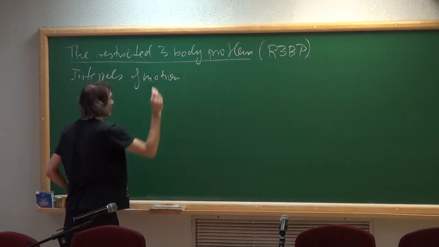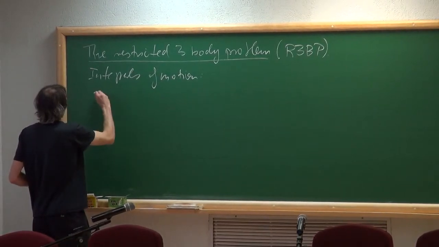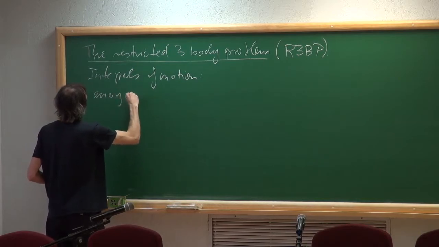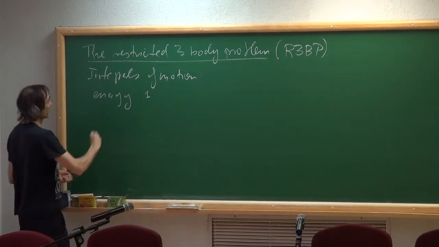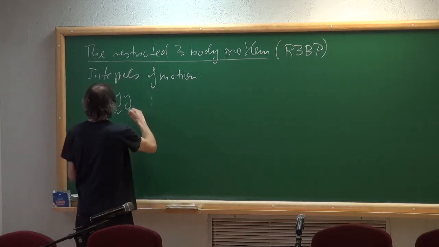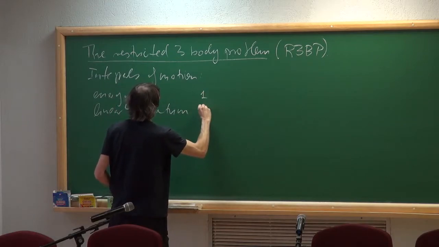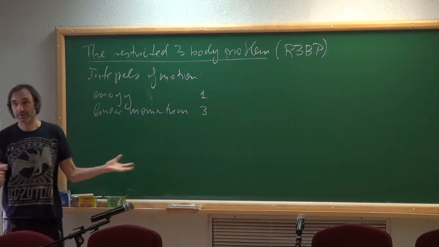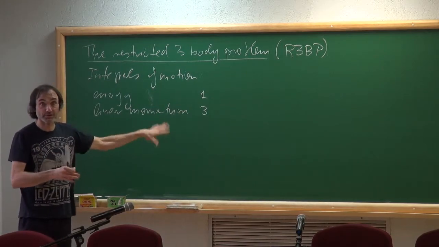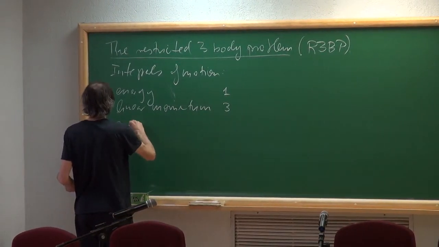In a three-body problem, we have the energy, which is one integral of motion. We have the linear momentum, which is 3. We can again use it to switch to center of mass coordinates and just look at the relative motion, so we got rid of that one. And then we have angular momentum still left.